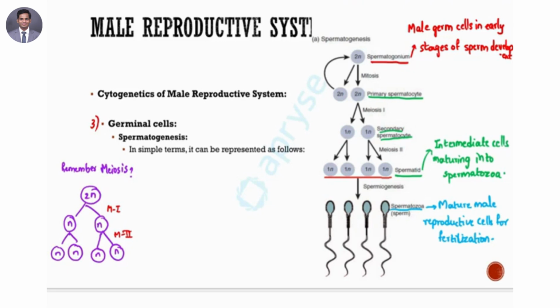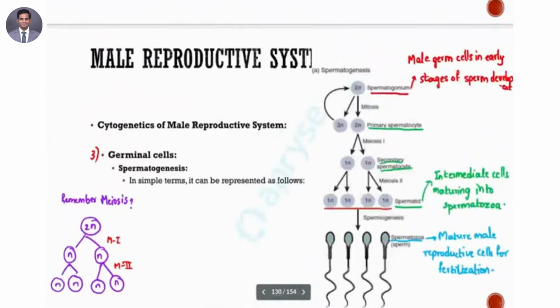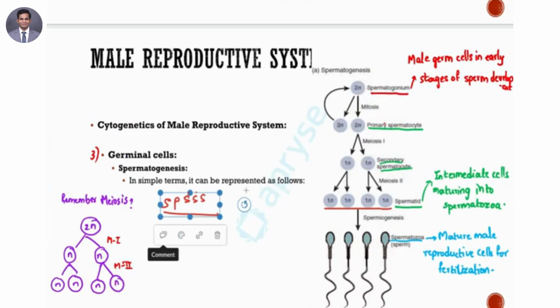The way to remember this is SPSSS, in case you want to remember it. I don't know if I've written this down anywhere. I guess I've not. Let me just write this here. SPSSS. So what is this? Spermatogonium stage, and then you have the primary spermatocyte, secondary spermatocyte, spermatid, and then you eventually finish it off with the spermatozoa, or the mature sperm cell. So very, very simple.